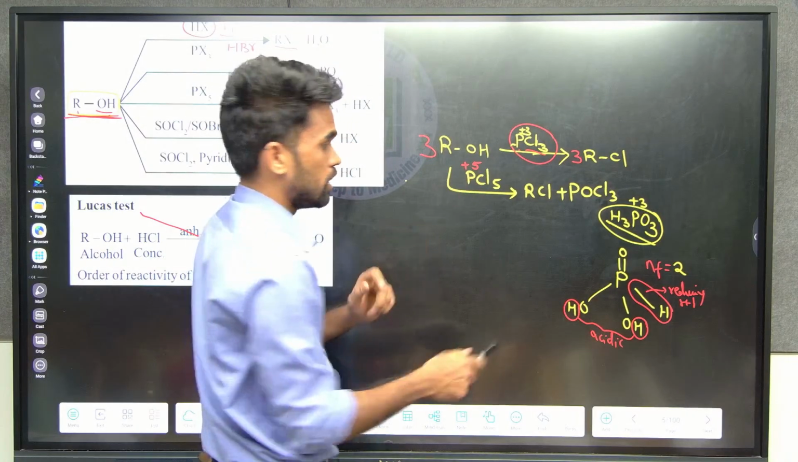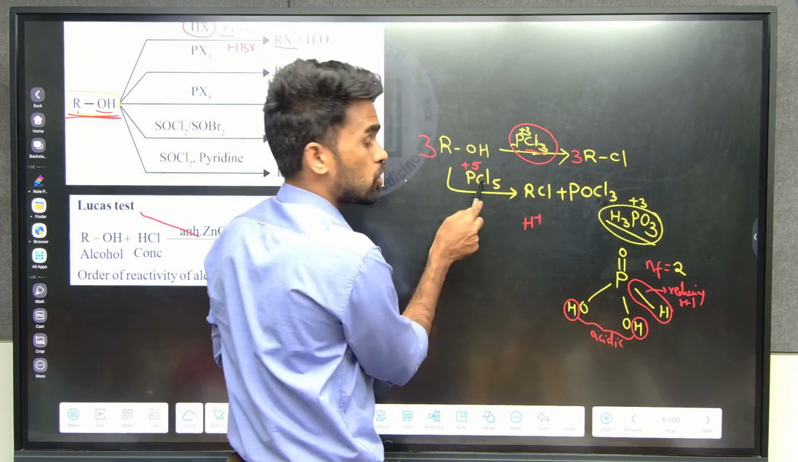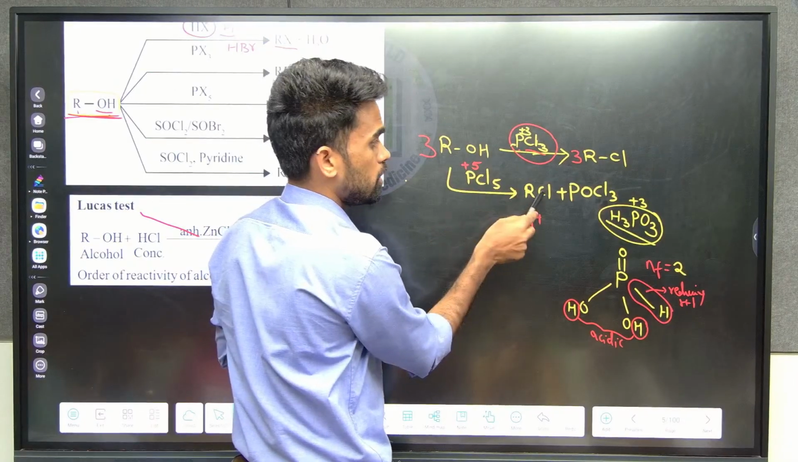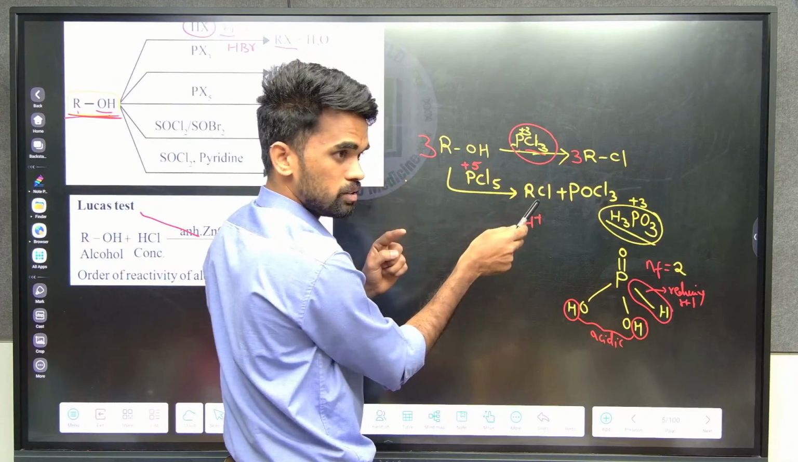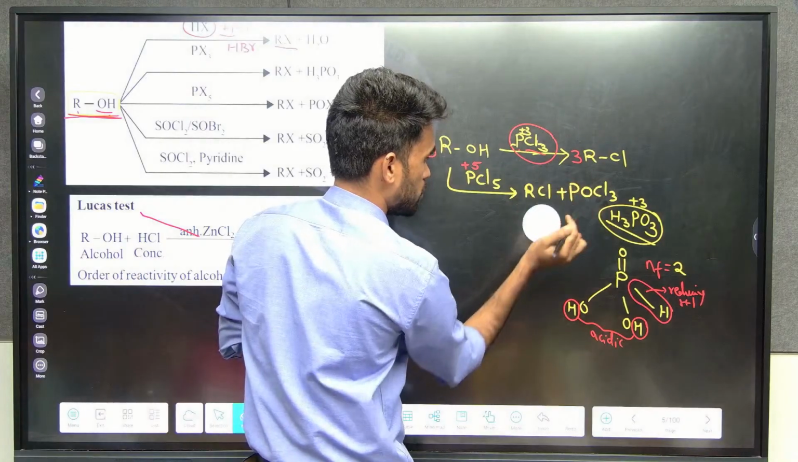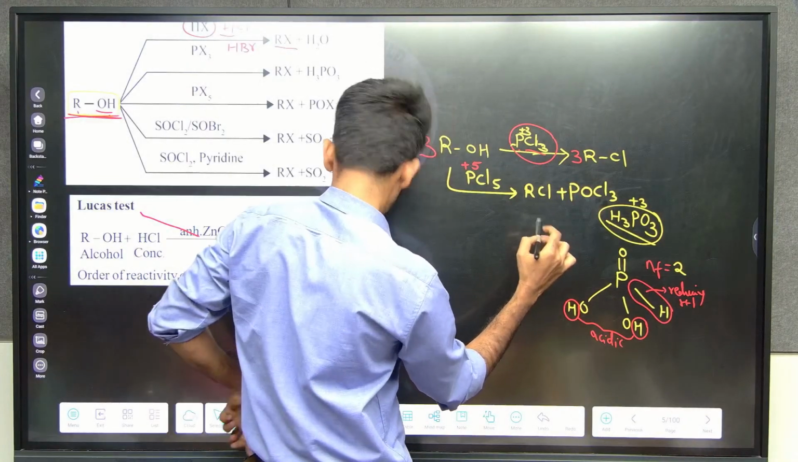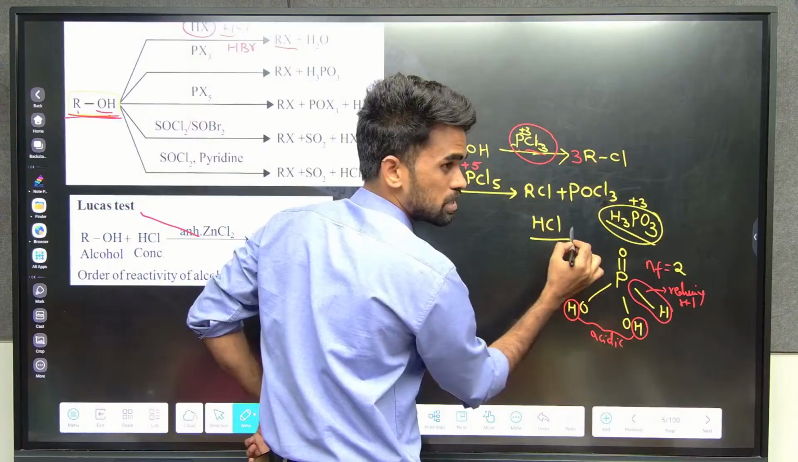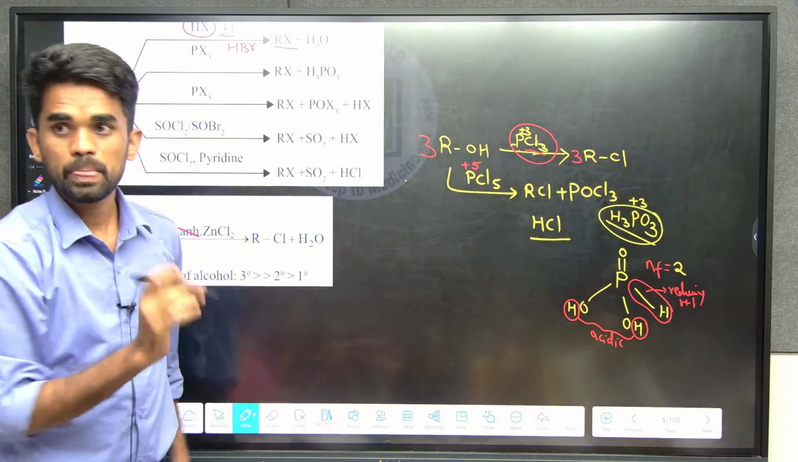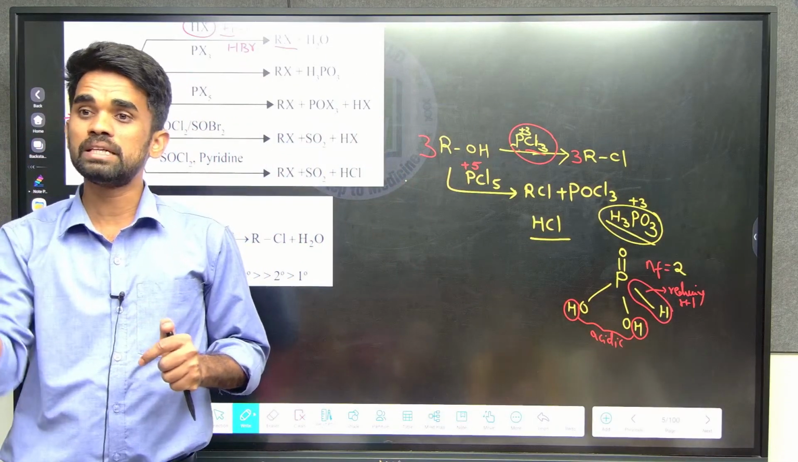Where is it going? That H plus. How many chlorines did you remove? 2. How many did you use here? 1. One is left, so give it to this one. So what happens? Now will you remember the byproducts? Easy? Yes or no? Now tell me alcohol with PCl5.